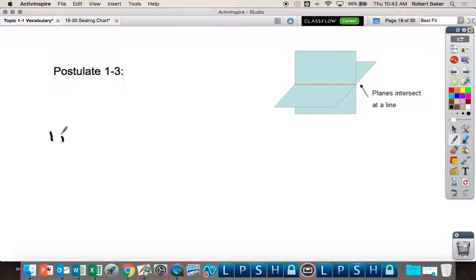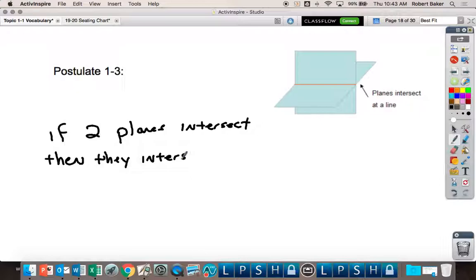So that if 2 planes intersect, so this one's kind of the other one. If 2 planes intersect, they intersect at one line. So when the wall meets the ceiling, they intersect at that crack that goes all the way across the top of the room. They intersect at a line.